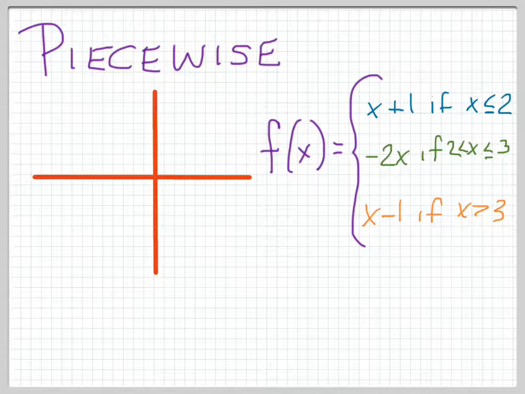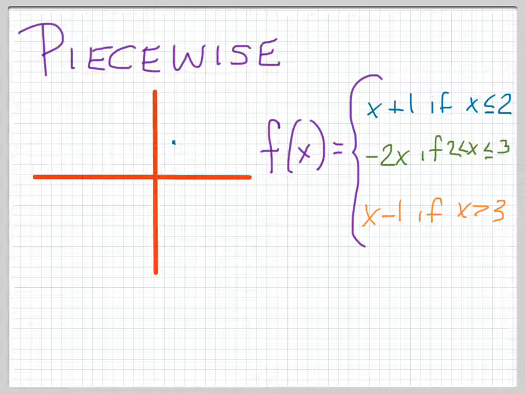Okay, so here is a regular piecewise function. This one happens to have 3 pieces. So the domain comes in 3 parts: x is less than or equal to 2, x is between 2 and 3, including 3, and x is greater than 3. So let's look at our first part. We're going to start with the endpoint, so we're going to pick 2, and we're going to say 2 plus 1 is 3. So at the point 2, we get 3 as a y value.